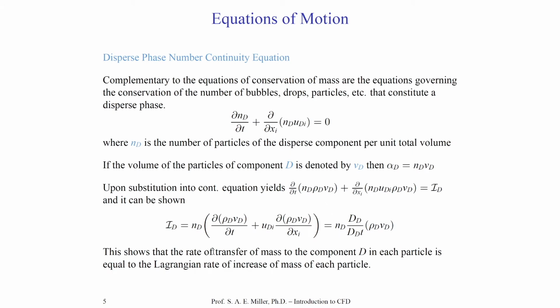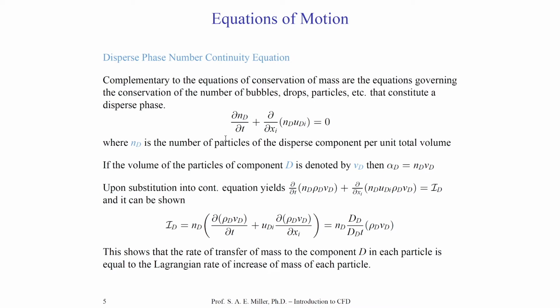Now, we call this particular equation the dispersed phase number continuity equation, which is shown in the first equation on slide 5 of this special topic. It is indeed a complementary equation of the conservation of mass, and they represent equations governing the conservation number of bubbles, drops, particles, etc. that represent a dispersed or multiphase flow. Here, n sub d is the number of particles of the dispersed component per total unit volume.